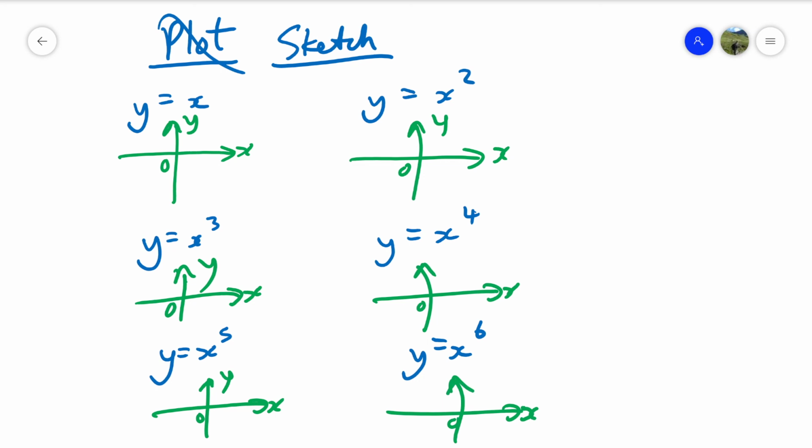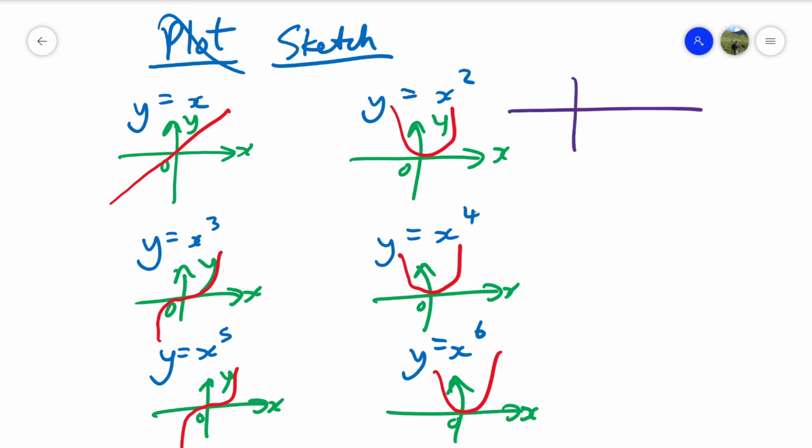I'm going to do the answers in red. I'm drawing the answers now. y equals x. y equals x squared. y equals x cubed. y equals x to the 4. y equals x to the 5. y equals x to the 6. Happy? Skip to the next question, otherwise I'm just doing a little bit of explanation.